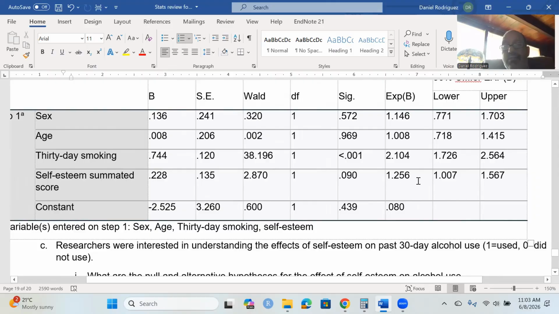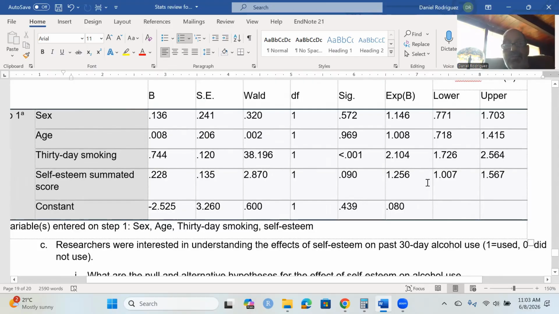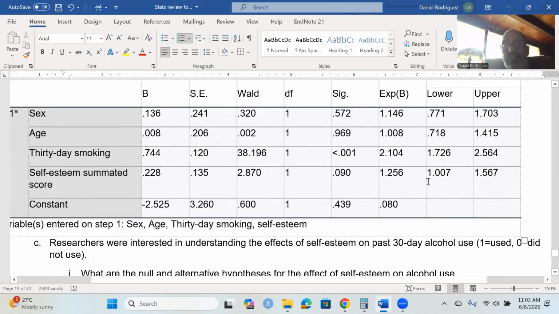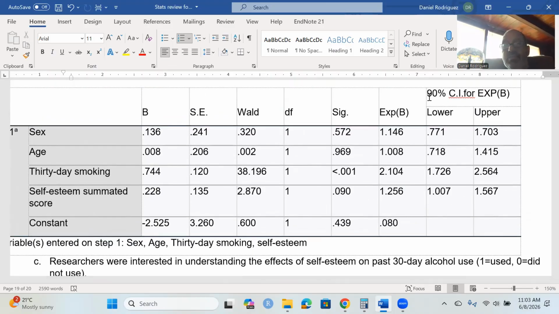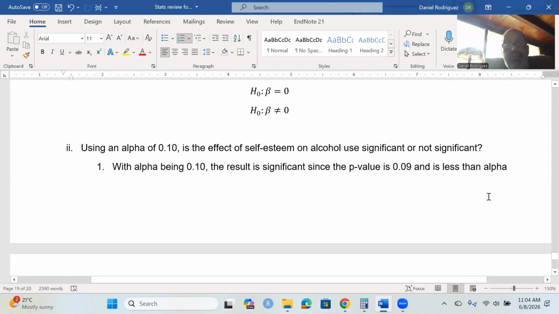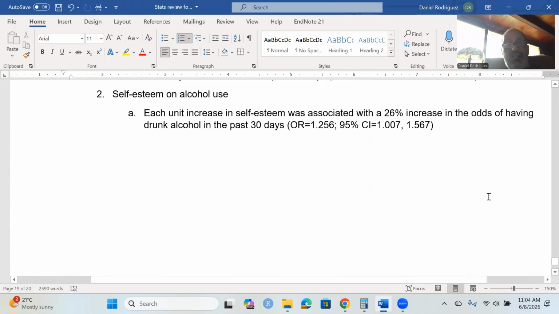And what else do we have here? It looks like self-esteem was marginally related, with a p-value of 0.09. It looks like I used a 95% confidence interval, which means I used an alpha of 0.10. The confidence interval and alpha are complementary. So at 0.10, there were 2 significant results because these p-values are less than 0.10. So that's what's called the logistic regression analysis.